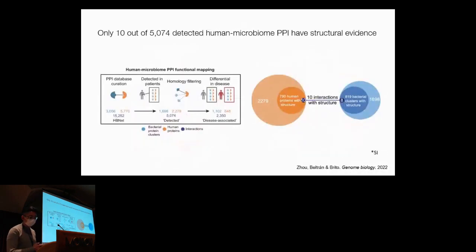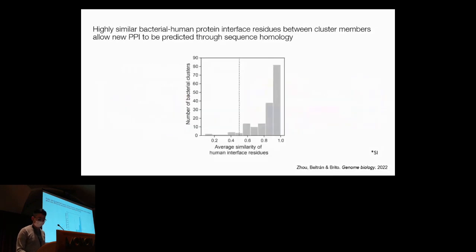In a database we curated for putative host microbiome PPIs, we found only 10 out of 5,000 detected human microbiome PPIs have structural information. In the absence of structural and direct experimental data, sequence identity methods have been used to infer host pathogen PPI networks for single pathogens. But this approach has not yet been applied at the community level for the human gut microbiome.